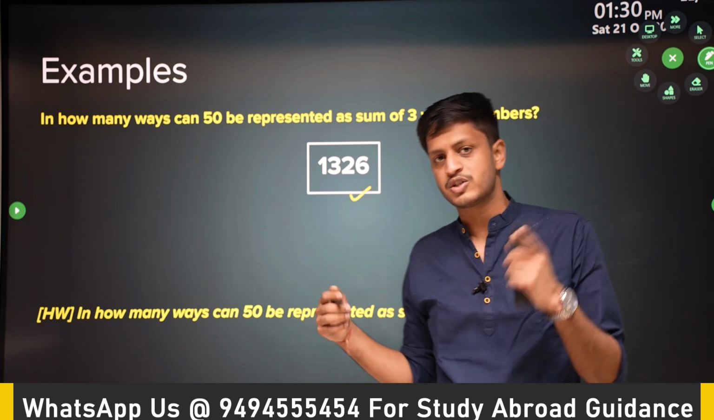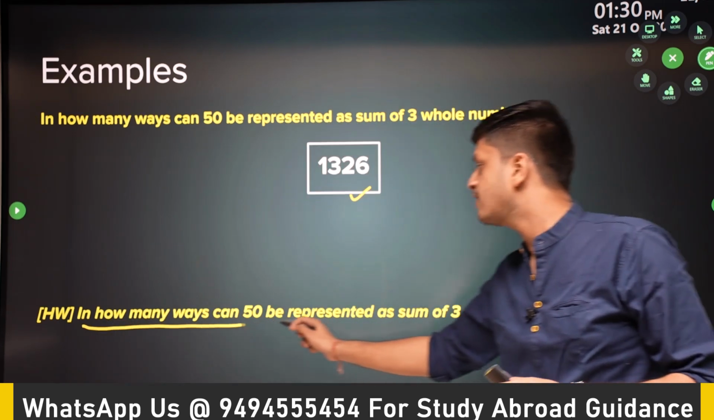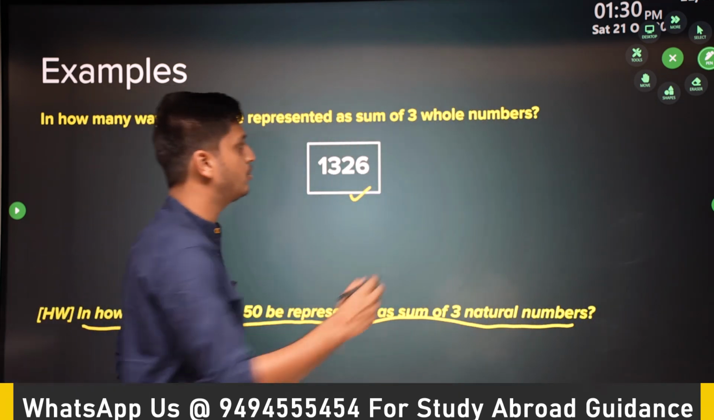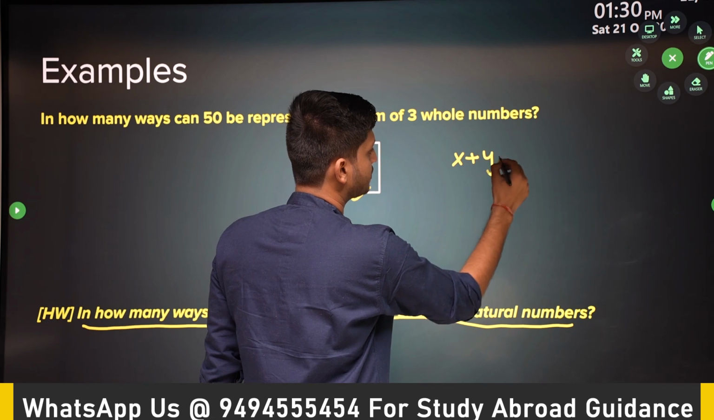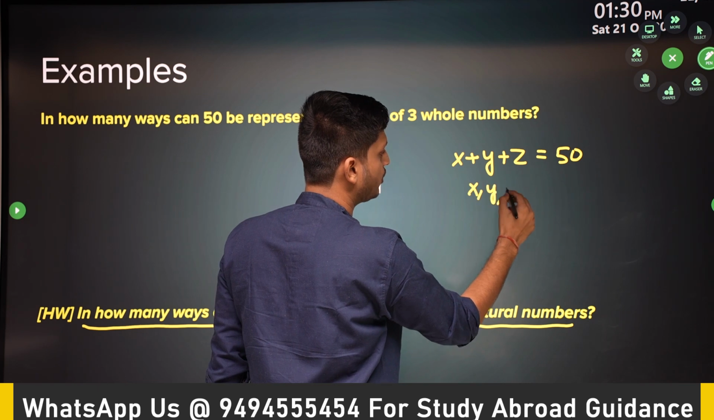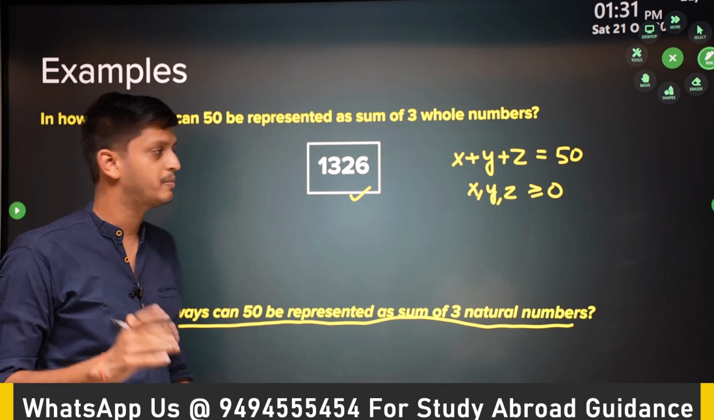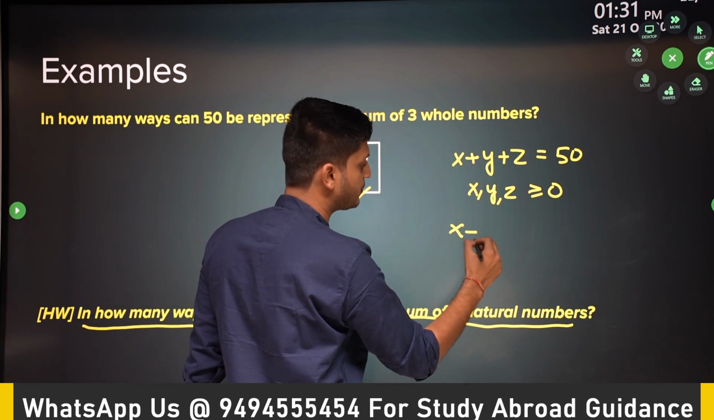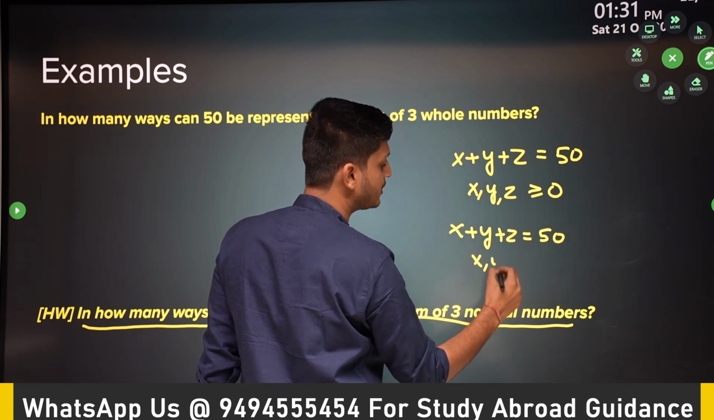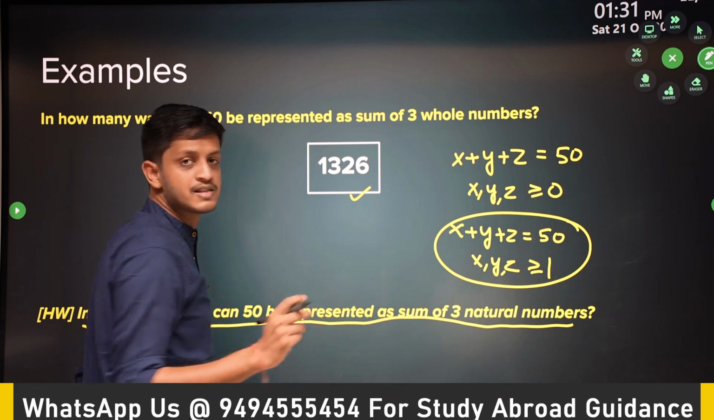Now there is a tricky question which you can try. We will discuss it in tomorrow's lecture. In how many ways can 50 be represented as a sum of 3 natural numbers? We saw whole numbers. In whole numbers, the equation was x plus y plus z is equal to 50, where x, y and z all were greater than or equal to 0. But now we have to represent 50 as a sum of 3 natural numbers. So the equation becomes x plus y plus z is equal to 50, but now natural numbers are numbers greater than or equal to 1. So they all have to be greater than or equal to 1. You can try this out.